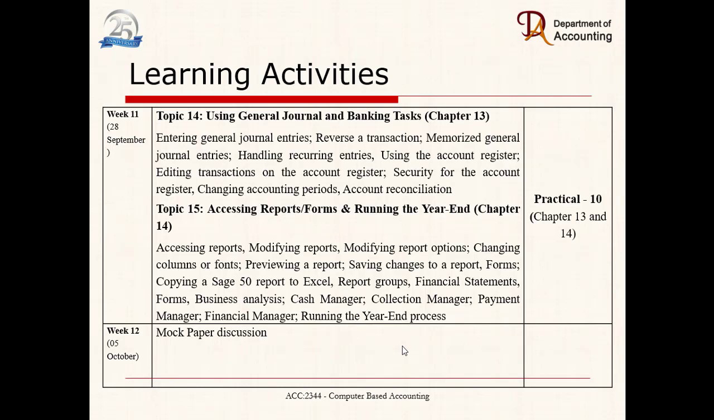And as the final topic, we'll be taking assessing reports, forms and running the year end. In that, you are going to learn to generate different forms of reports, such as the statement of profit or loss, financial position, the cash flow statement, the trade receivable age analysis, and the trade payable age analysis. Likewise, different kinds of reports can be generated here. You are going to learn how to generate these different kinds of reports.